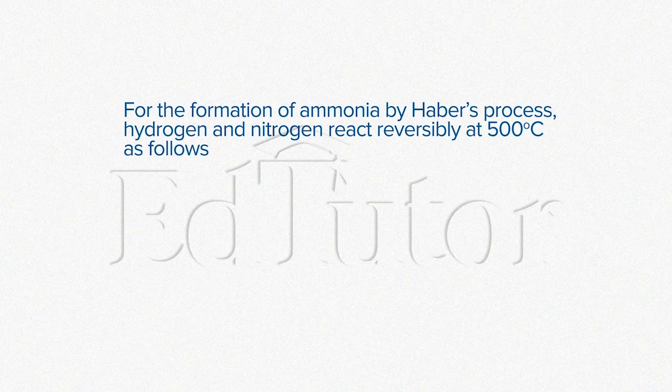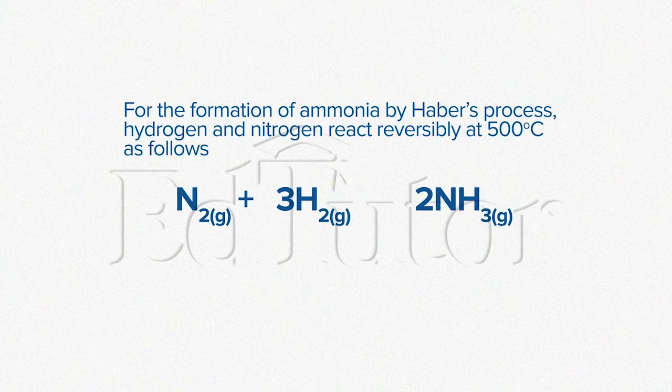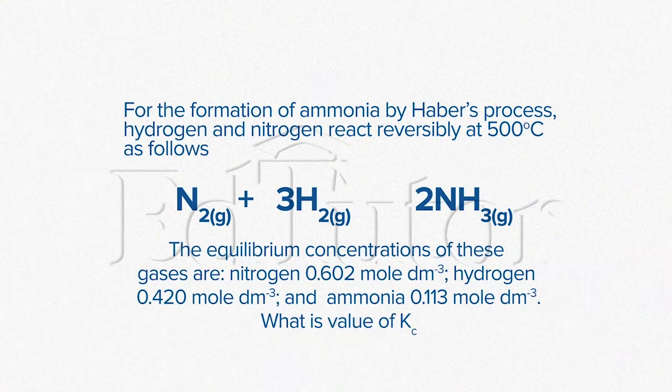For the formation of ammonia by Haber's process, hydrogen and nitrogen react at 500 degrees Celsius as 1 mole of nitrogen reacts with 3 moles of hydrogen to form 2 moles of ammonia. We are given the concentrations of gases and are asked to find the value of Kc. We'll first collect the given data.